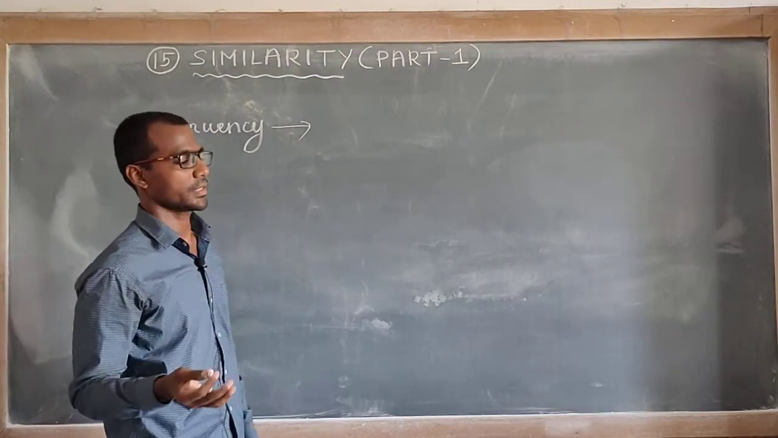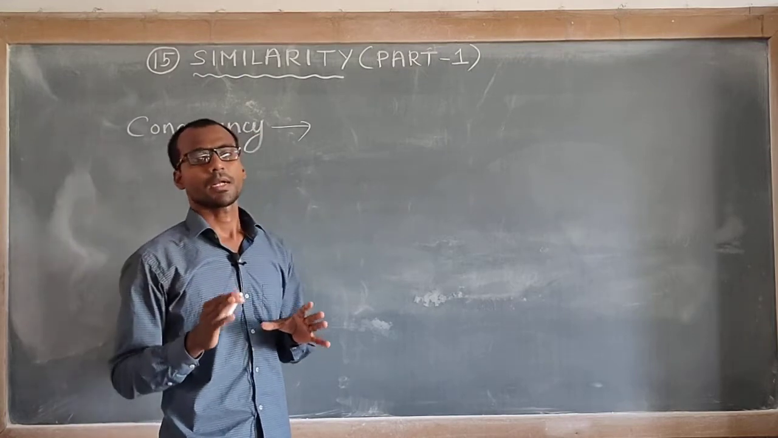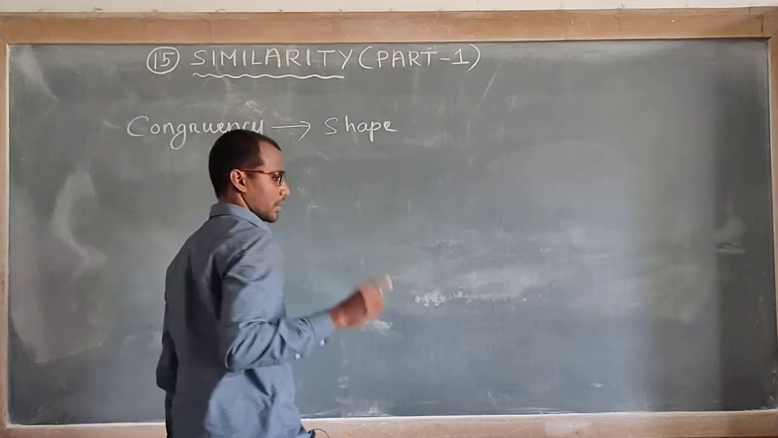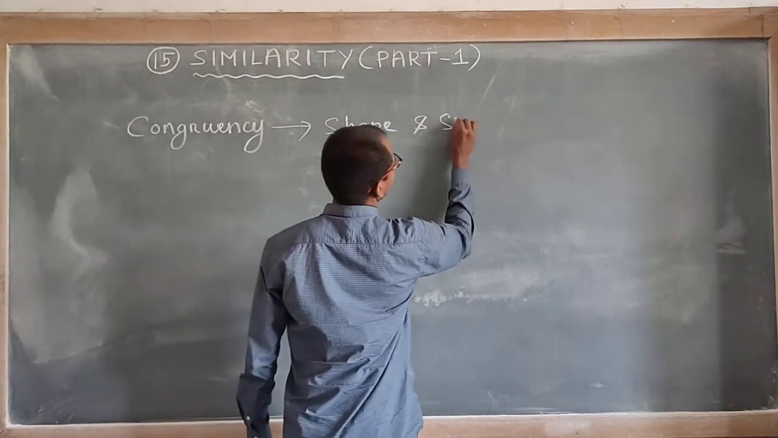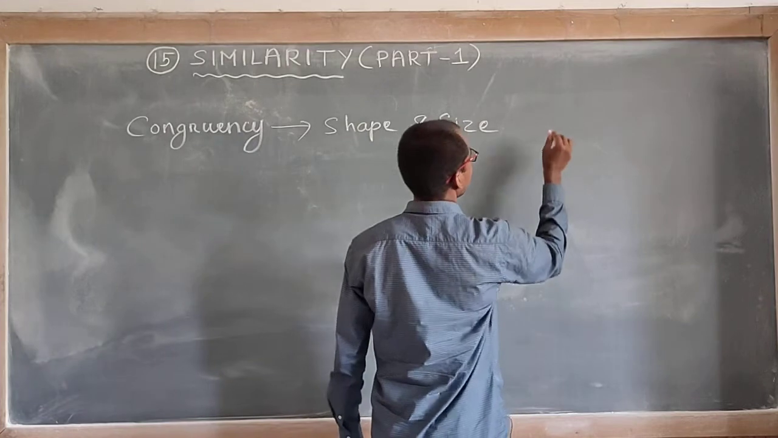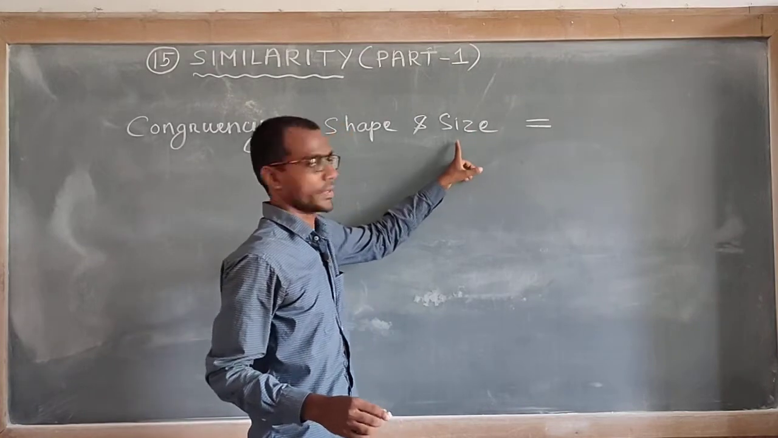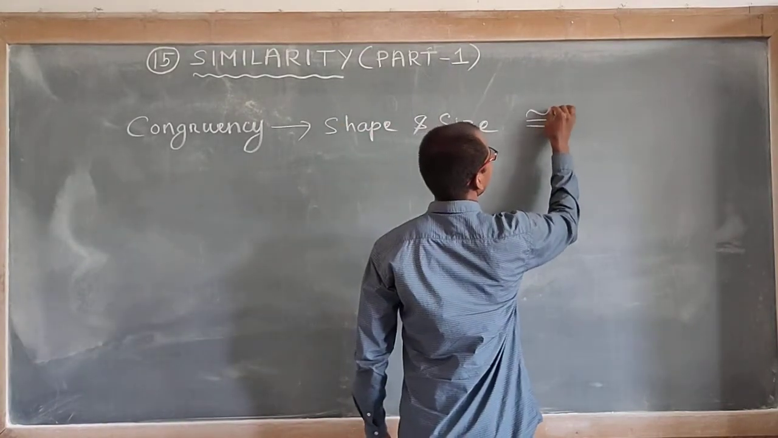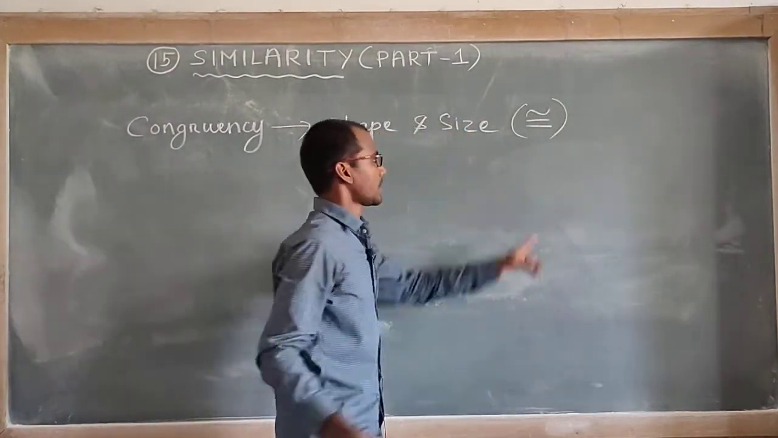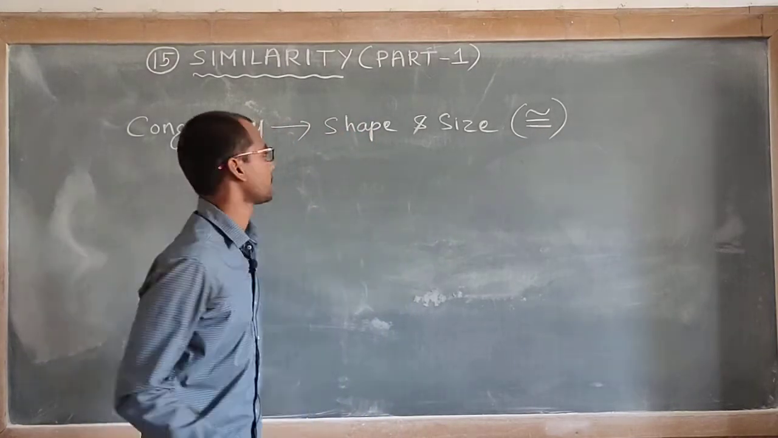Congruency means shape and size. Two objects are said to be congruent if they have the same shape and the same size. So here we have to look at both shape and size. For that reason we use the symbol equal to for size, then this symbol for shape. So this symbol is used in congruency. In congruency we look at shape and size.